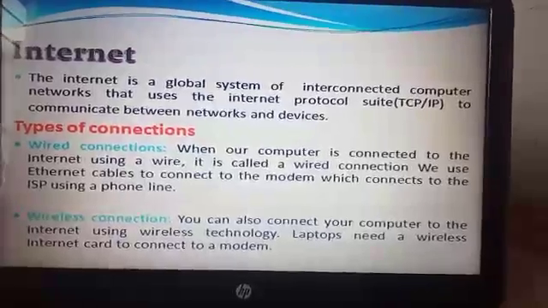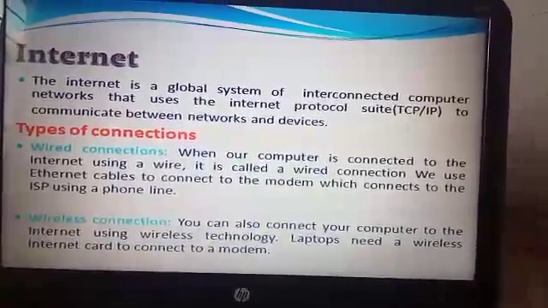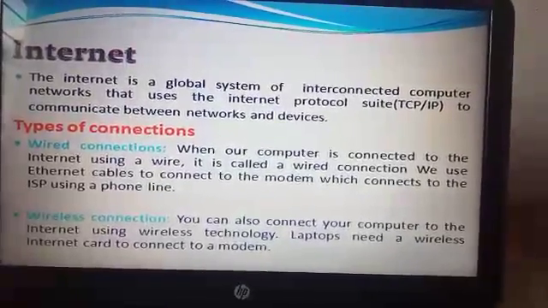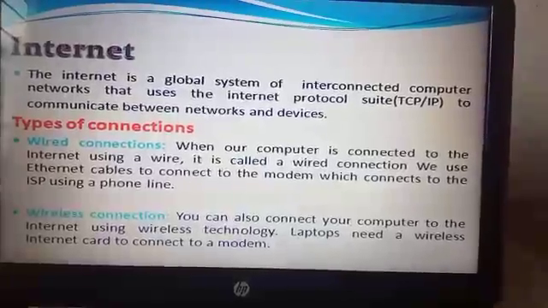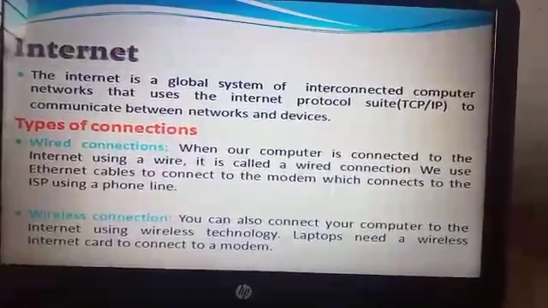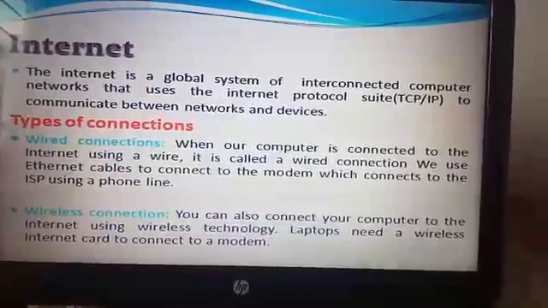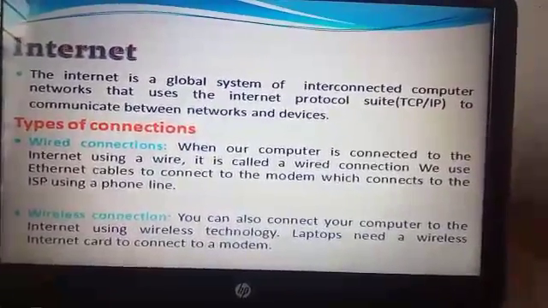Okay, types of connections. There are two types of connections. When our computer is connected to the internet using a wire, it is called a wired connection. We use Ethernet cables to connect to the modem, which connects to the ISP using a phone line.